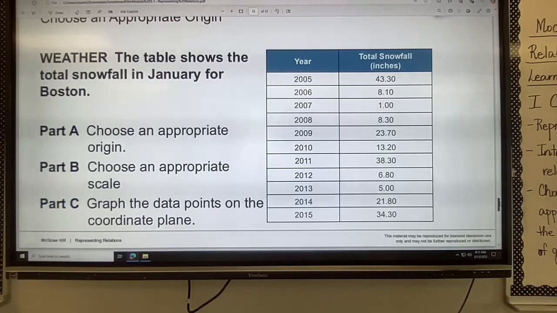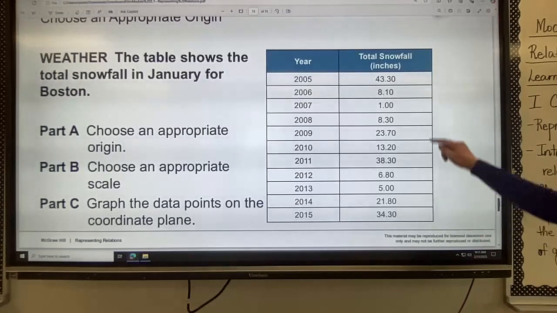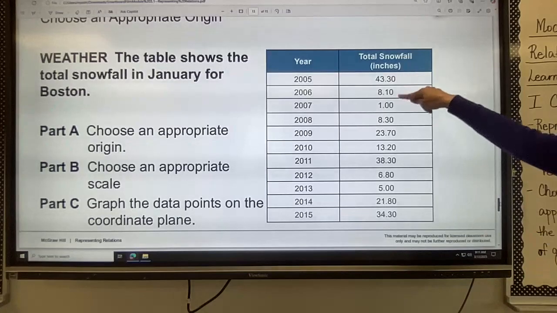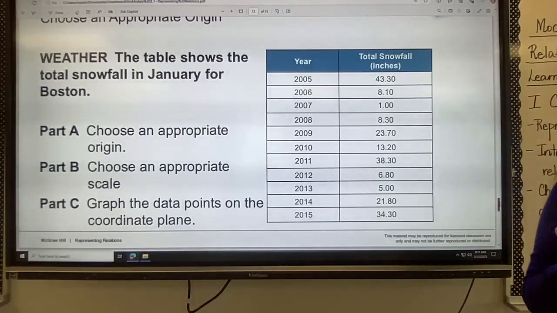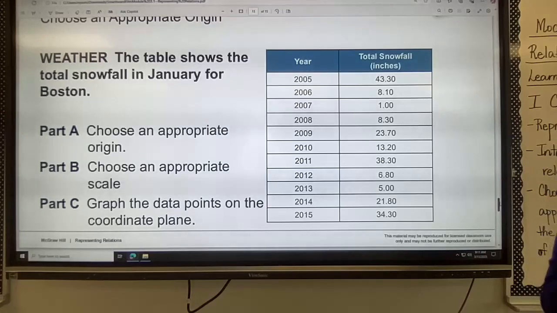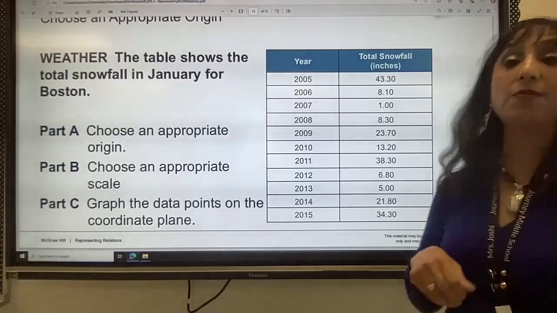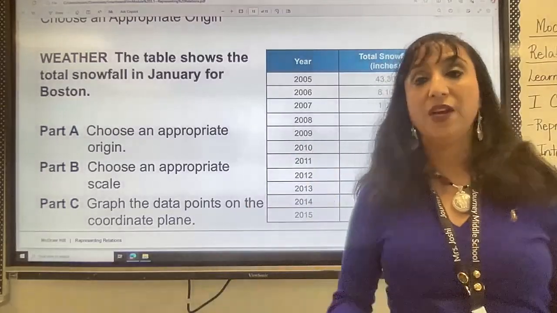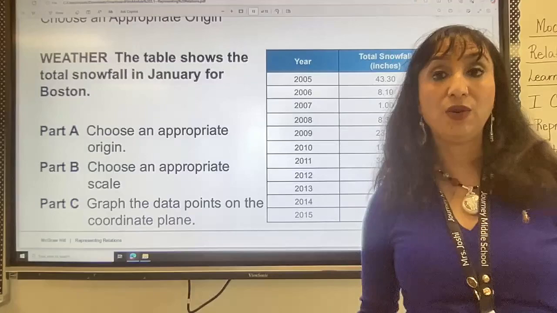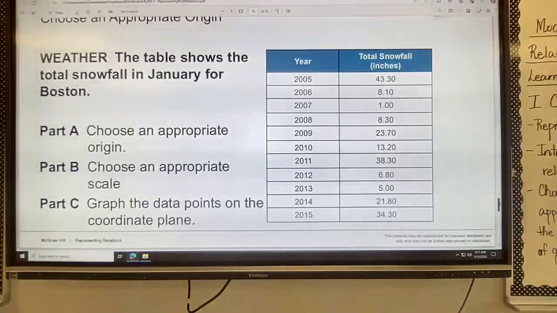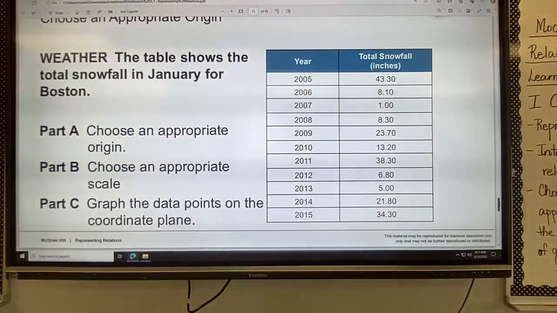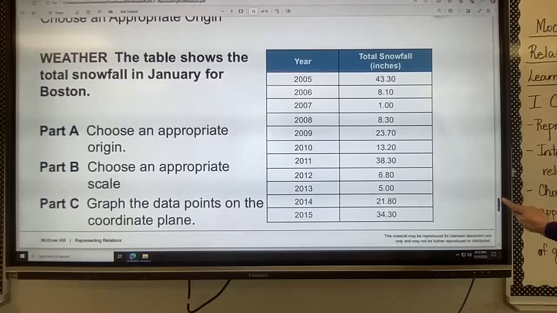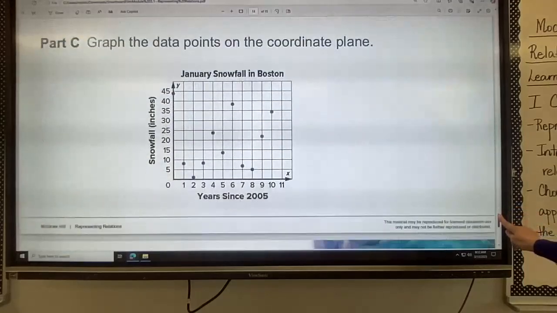The total snowfall is between 1 and 43.00, so 43.00 and 1. Okay, so because of that, the y-axis should include values from 0 to 45. So that's how the y value is going to have from 0 to 45, and have a scale of 5 inches. So let me go ahead and show you the graph. And here it is.